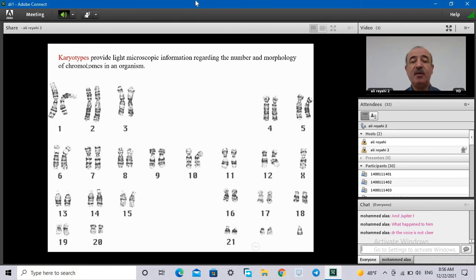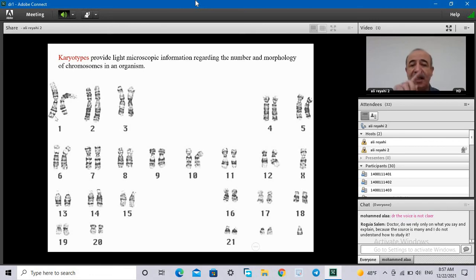And a karyotype provides light microscope information regarding the number and morphology of chromosomes in an organism, okay. We can distinguish deletion of the arm and, for example, monosomy, trisomy, and other abnormalities of the chromosomes under the microscope. This karyotype is of a man because the sex chromosomes are X and Y. You can see this, okay.